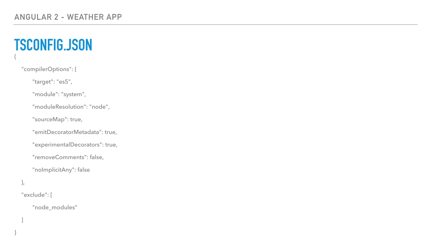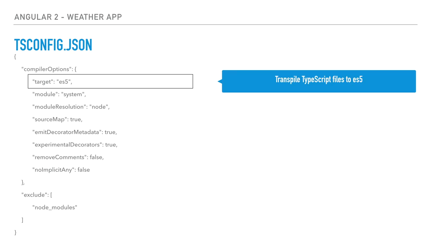This is how it looks, a TypeScript configuration file. It has a similar structure to the package.json, but with different properties. So, first, we have to specify, as I mentioned before, the target. In this case, we are telling it, okay, we want to transpile to ES5.